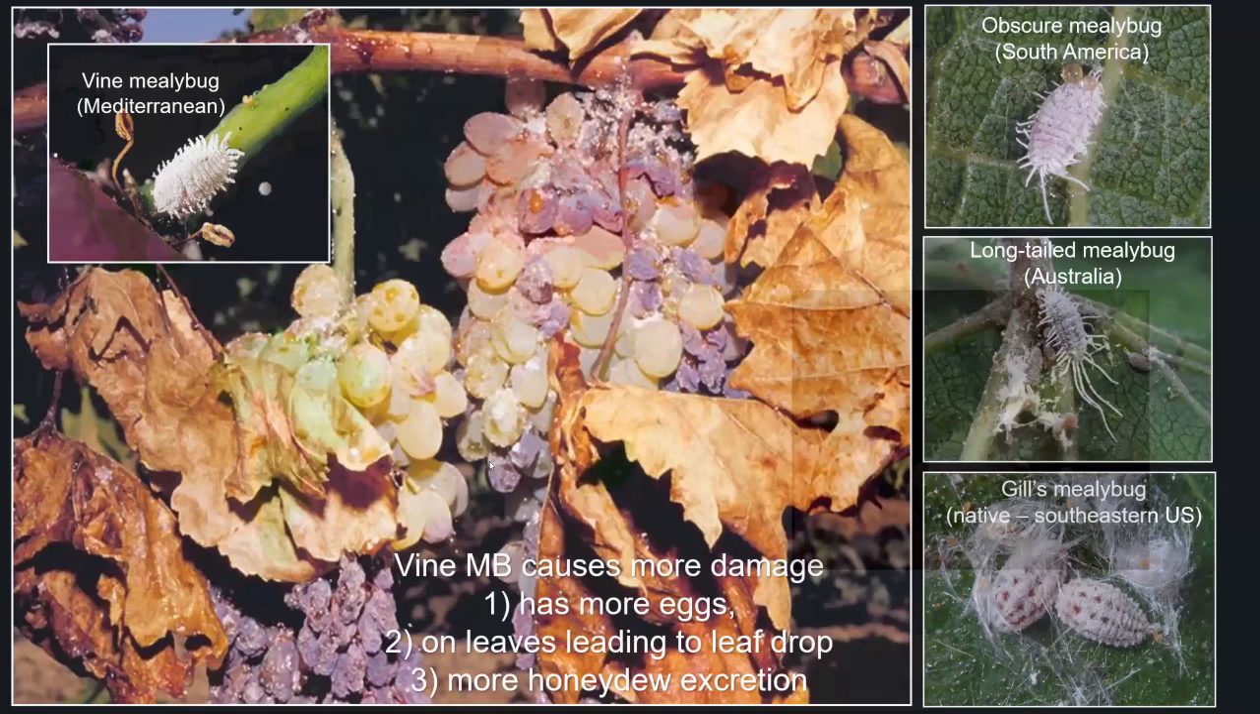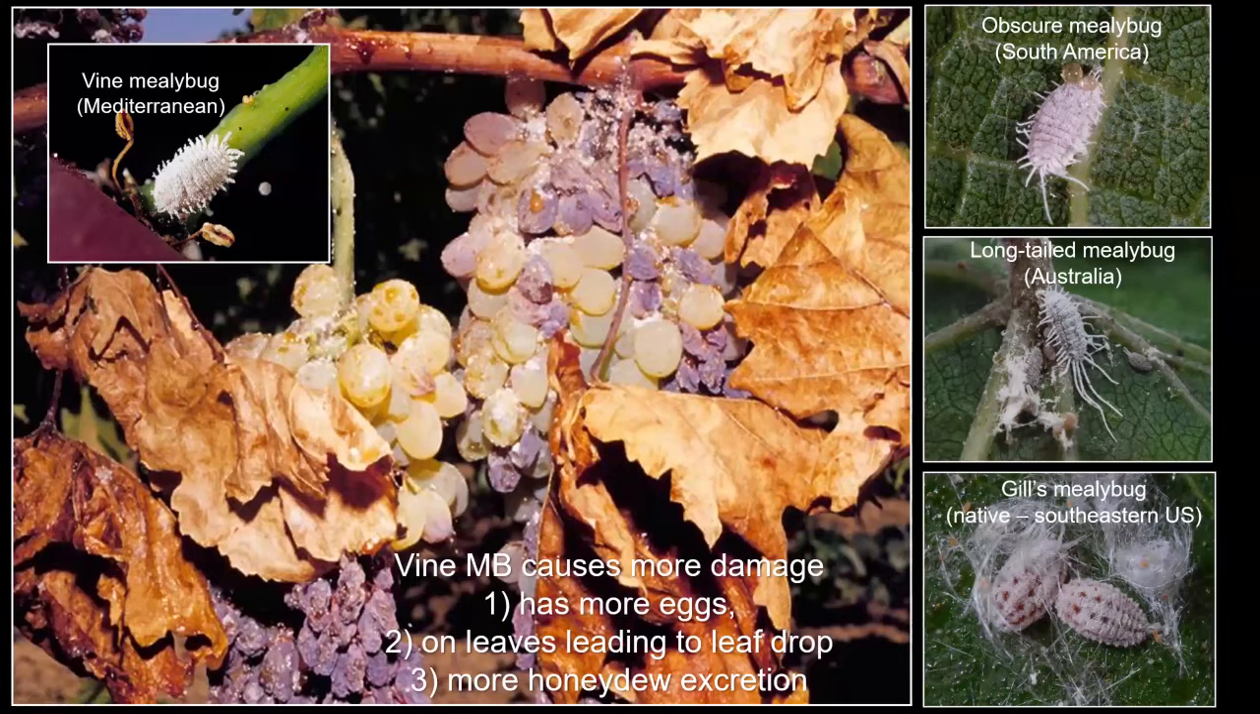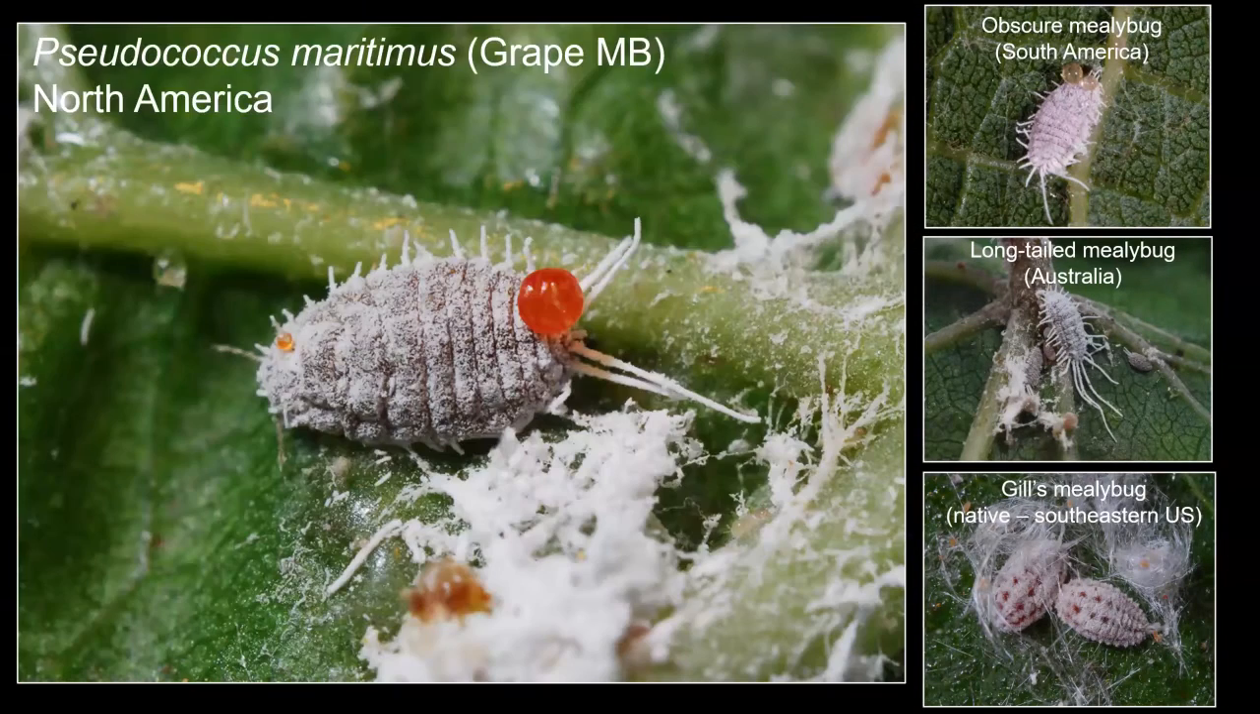It causes more damage than the other mealybug species because it has more eggs per female. It has more generations per year with more eggs per female each generation. Feeds readily on the leaves, but we'll talk in detail more about that. And since it's developing so much faster compared to the other mealybugs, more honeydew, more excretion, more direct damage. This is important for raisin growers, table grape growers, as well as wine grape growers. Especially more damage compared to our native grape mealybug.